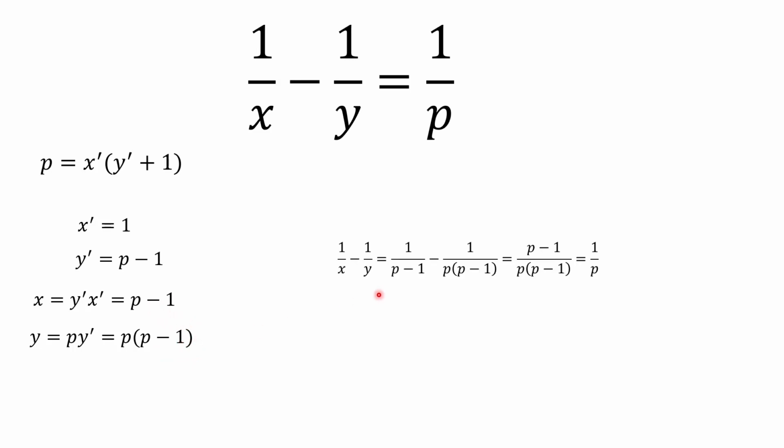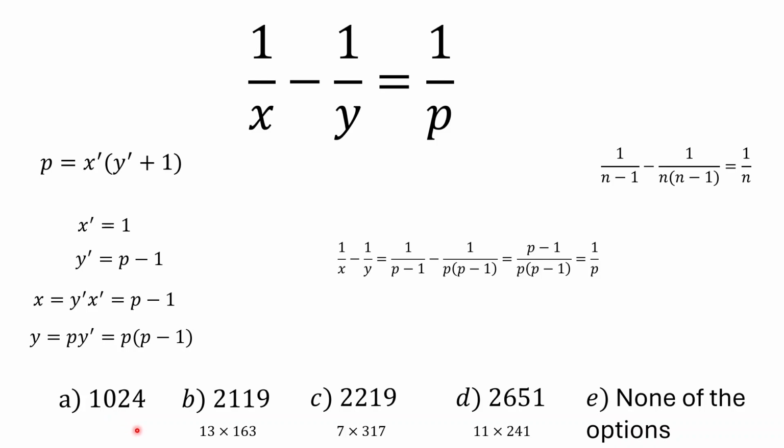And if we put these into the equation, 1 over x minus 1 over y becomes this one, which is equal to 1 over p. And this is the only solution because every choice that we had was forced. And obviously this is very similar to the original solution that we found. When p is a prime number, then this is the only solution. Now if we look at the options, obviously 1024 is a composite number. 2119 is also a composite number, 13 times 163. This one is a composite, and this one also is a composite number. So the correct answer is none of the options.